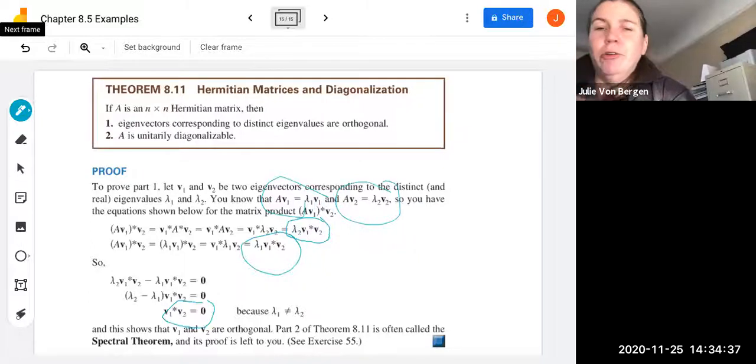So for part 2, you can Google the spectral theorem to see the proof, or check another textbook. In the group problems, you're going to do some calculations with unitary and Hermitian matrices, and in your lab assignment as well this week.